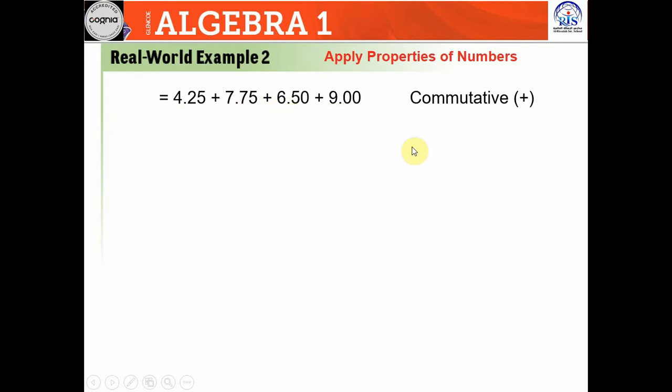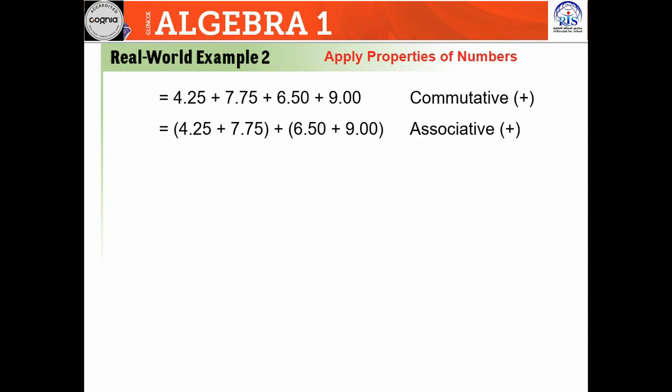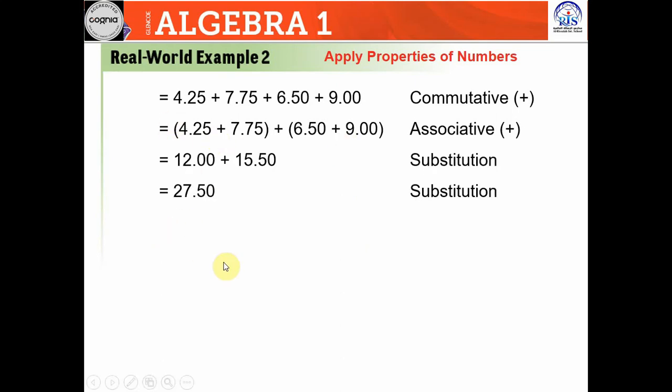Here, when I change the order, this is called commutative property of addition. Then I put them between the brackets. This is called associative property of addition. Now I find the answer of each bracket. This is called substitution. The final answer also is substitution.